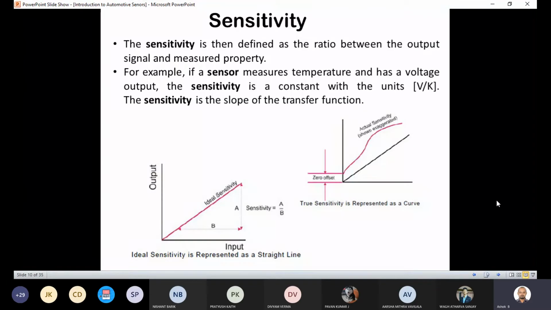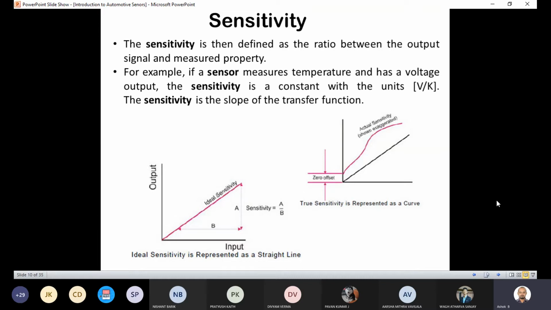The next one is sensitivity. Sensitivity is defined as the ratio between the output signal of a sensor and the measured property. The sensor can measure temperature, pressure, position, displacement, angle, or anything, but the output will be in the form of voltage most of the time. So it determines the ratio of the output signal to the measured property. For example, if a sensor measures temperature and has a voltage output, the sensitivity is constant with units, that is volts per Kelvin. That is what we call sensitivity.